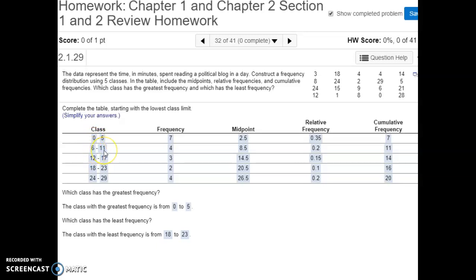Same here, 6 plus 11 is 17. Divide by 2 would give you 8.5. That's the value right in the middle between 6 and 11. So you get all those midpoints.